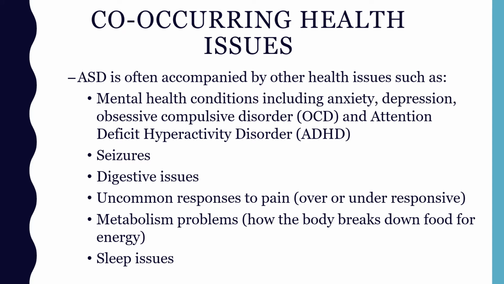Another one is tuberous sclerosis, which is a rare genetic disorder that causes non-cancerous tumors to grow in the brain and vital organs. It occurs in approximately 1 to 4% of people with ASD.